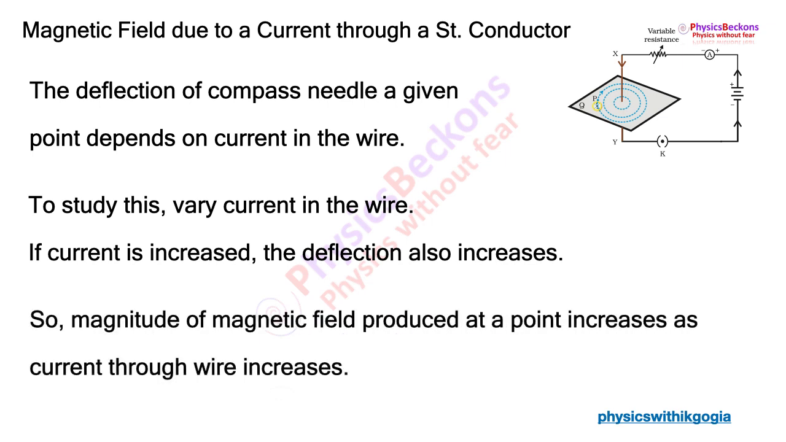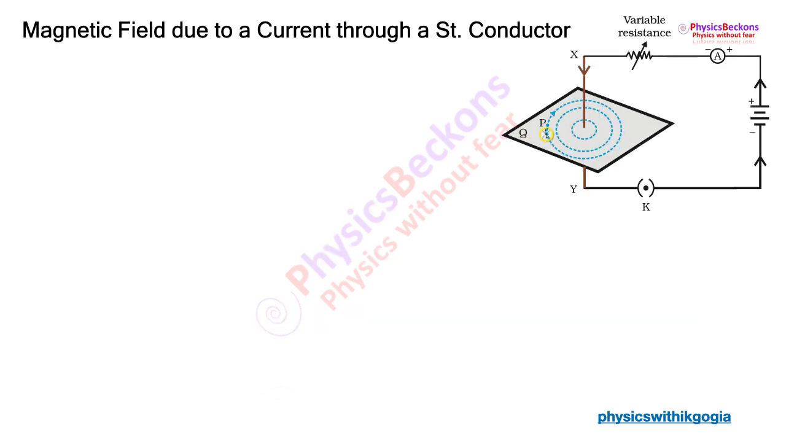This indicates that the magnitude of magnetic field produced at a point increases as current through the wire is increased. Remember, there are two dependencies which we have talked about so far. More current, stronger field. Reverse the direction of the current, the direction of magnetic field also gets reversed.